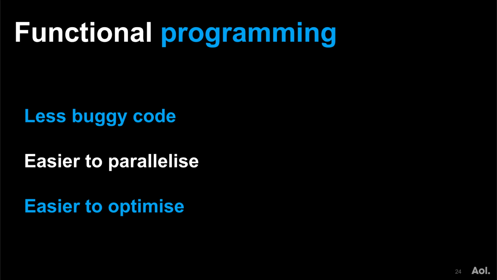But really, the big benefit here to us is that they're much easier to parallelize. If you're using immutable data structures, you can share that information across threads safely without having to deal with contention and race conditions. And again, pure functions don't impact state outside of themselves, so it's much easier to distribute work across threads using pure functions than impure ones.